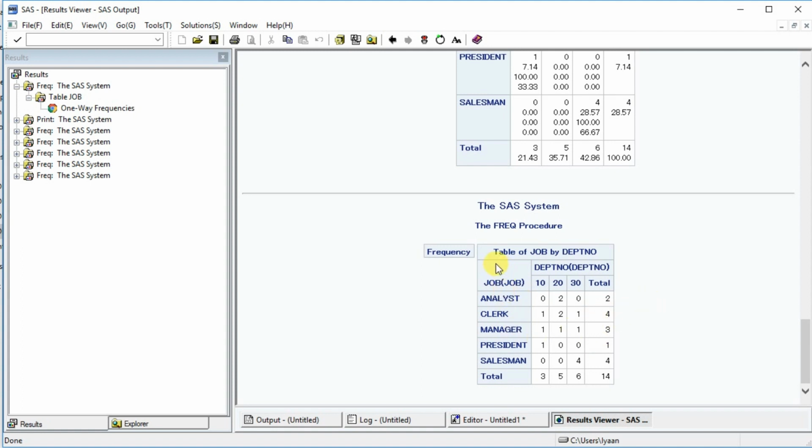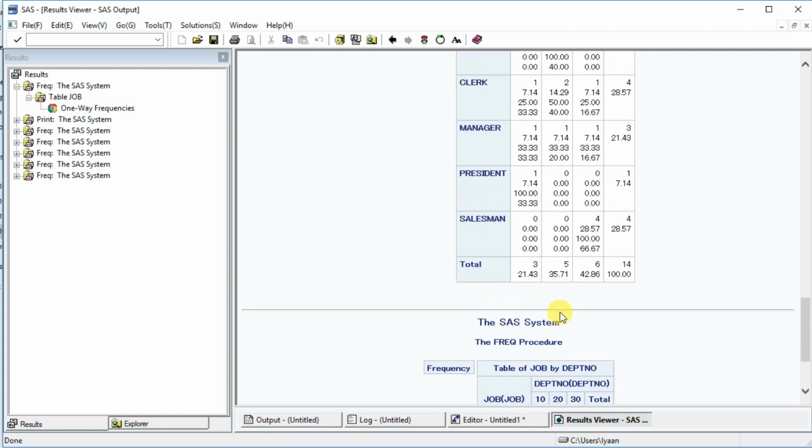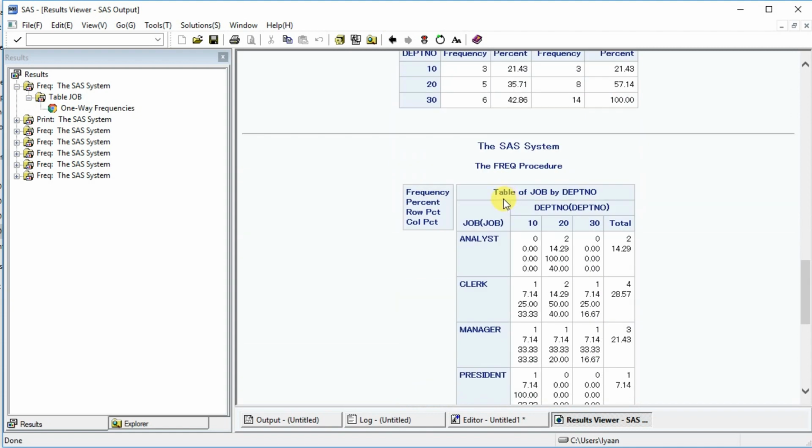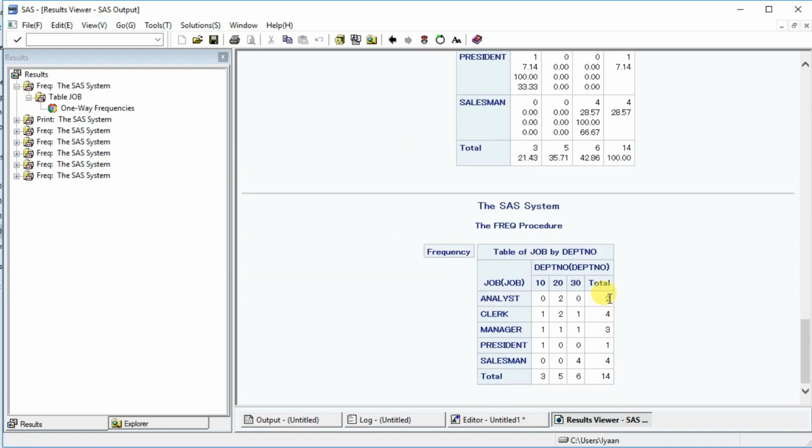We have a cross table for job and department number. If you can see, these are the job types available in your organization, and these are the department numbers. When we talk about analyst, we do not have any analyst in department number 10 and 30, but all are in department number 20, and there are two in number. This is the total.